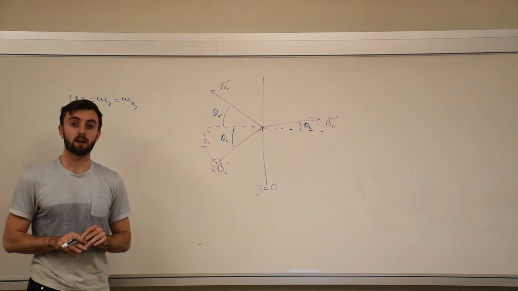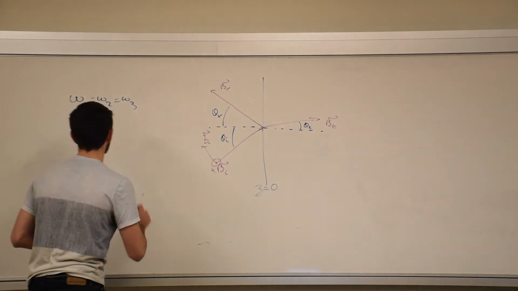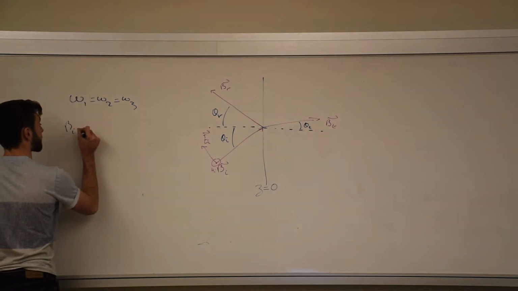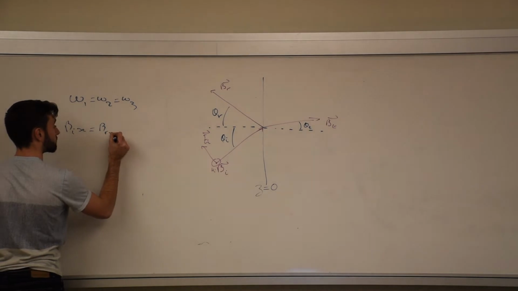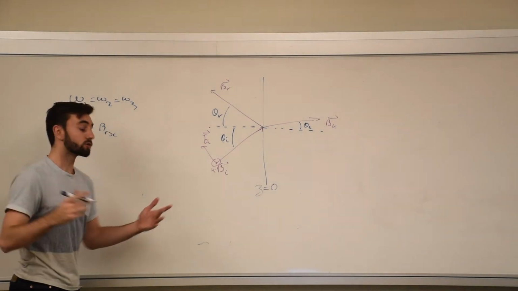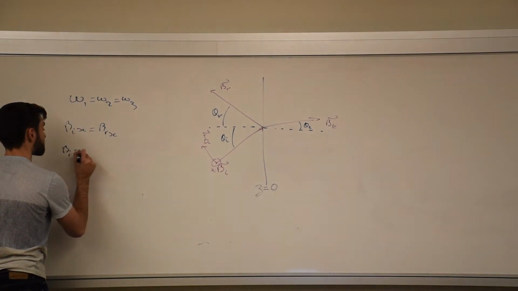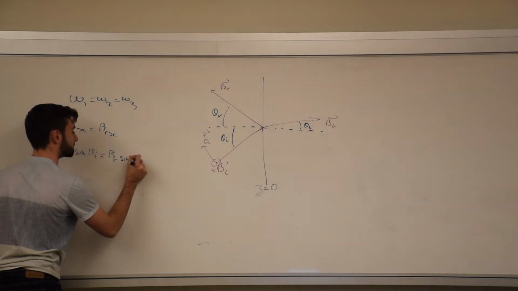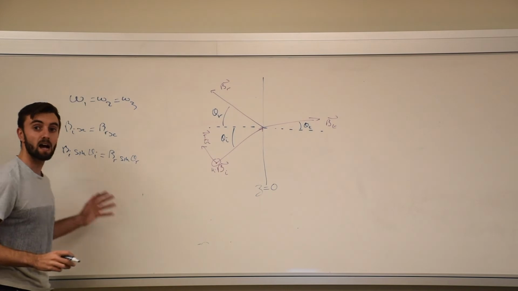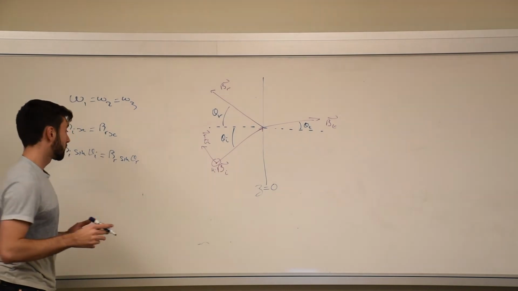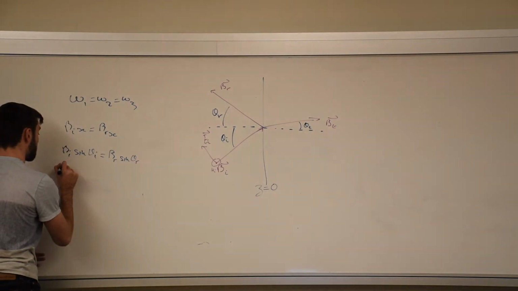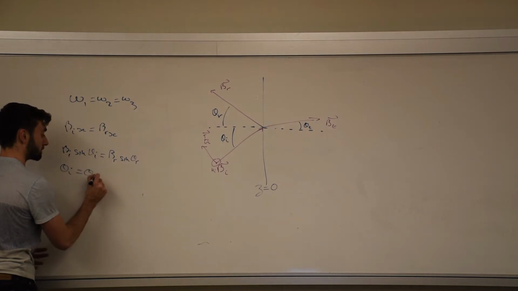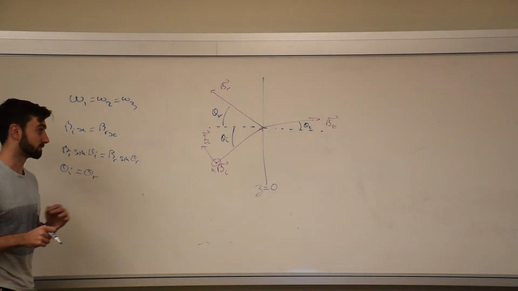Secondly, we can derive the law of reflection. If we have beta I x equals beta R x, we can deduce that beta I sine theta I equals beta R sine theta R. Now, as we know, beta I equals beta R, we can then conclude that theta I must equal theta R. This is the law of reflection.